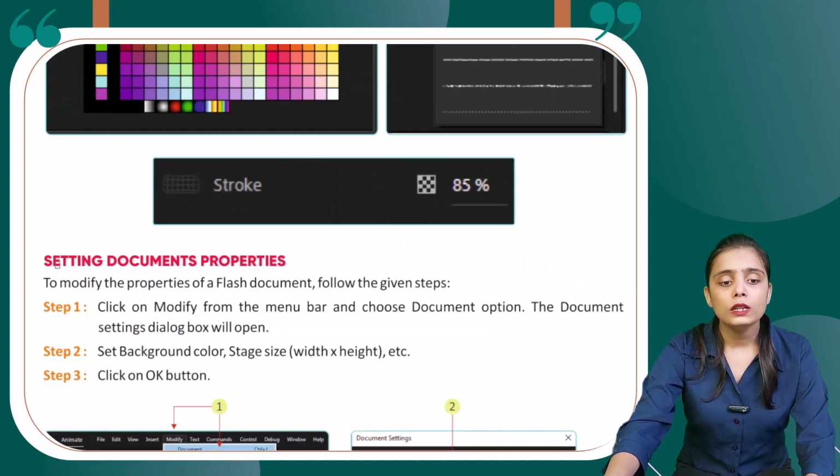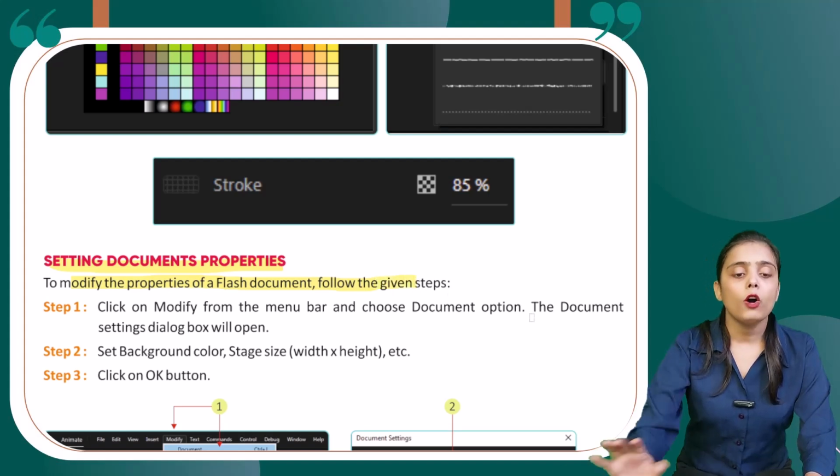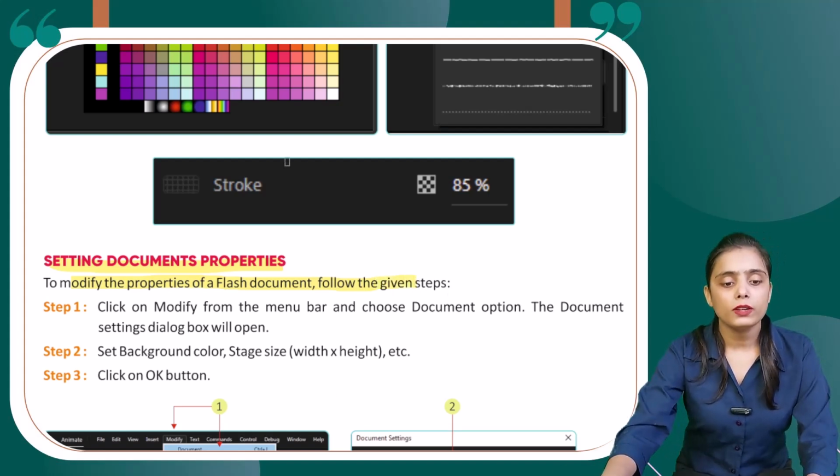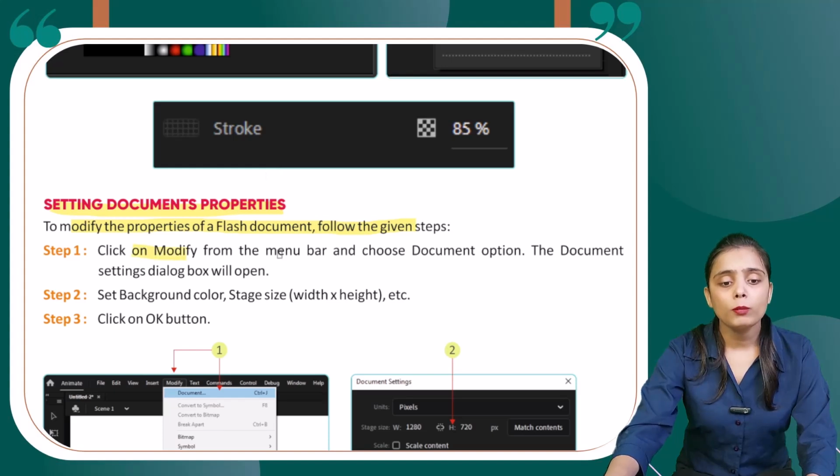Now let's see setting document properties. To modify the properties of an Adobe Animate document, follow the given steps. Click on Modify from the menu bar and choose the Document option. The Document Settings dialog box will open. Set the background color, stage size, width, height, etc., and click on the OK button.